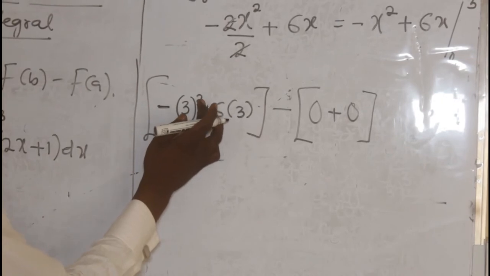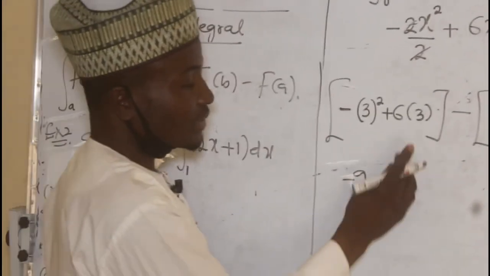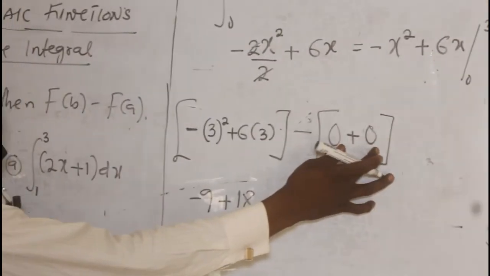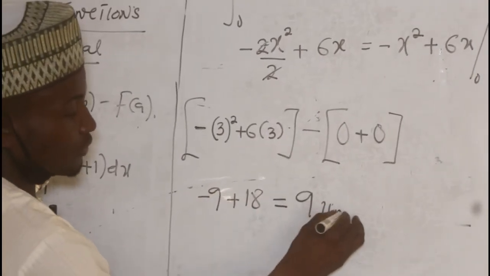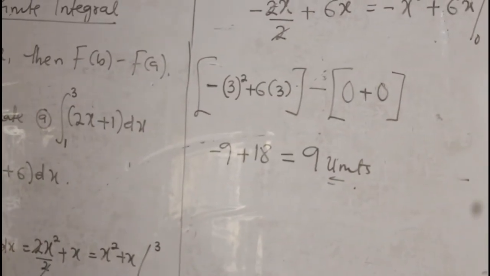So now what do you have? 3 squared is 9, so you have minus 9 plus 6 times 3, which is 18, minus 0. Everything here is 0. So minus 9 plus 18 is equal to 9 units. So that is how we evaluate the definite integral.